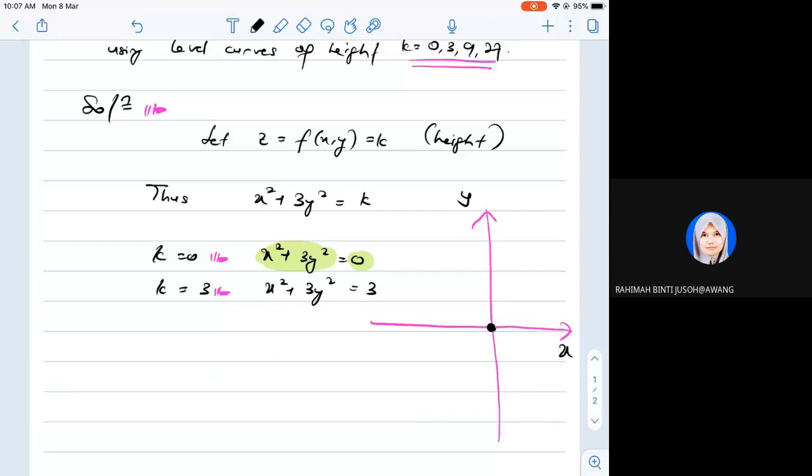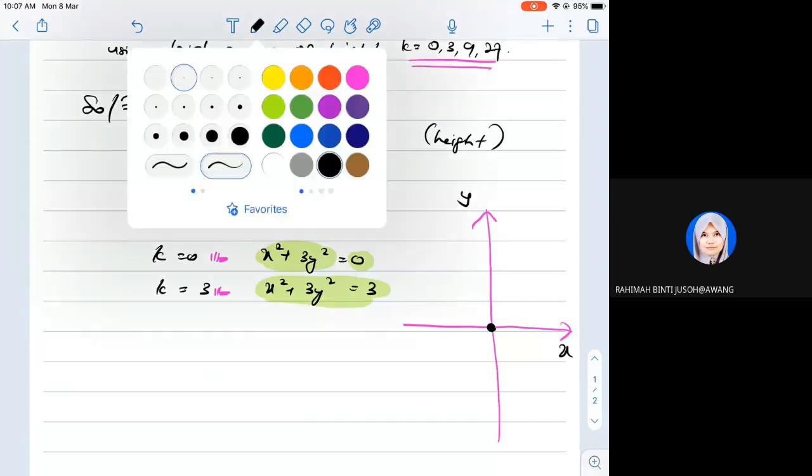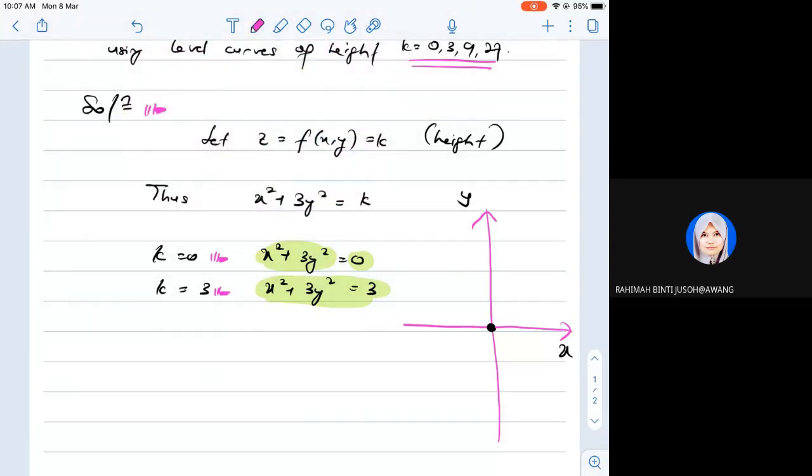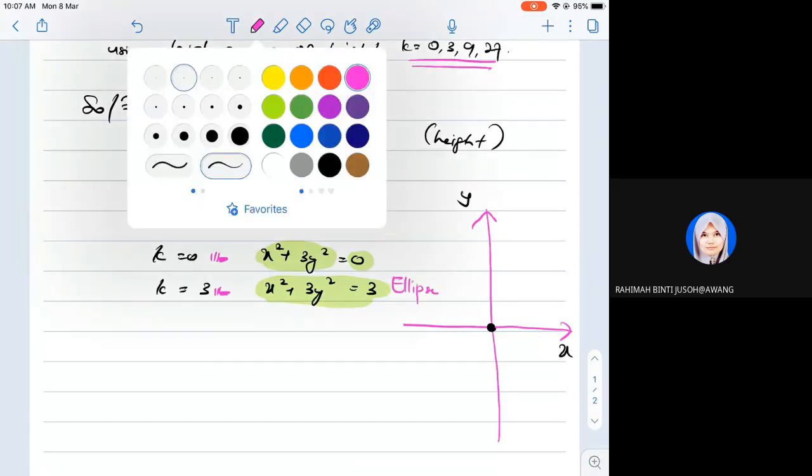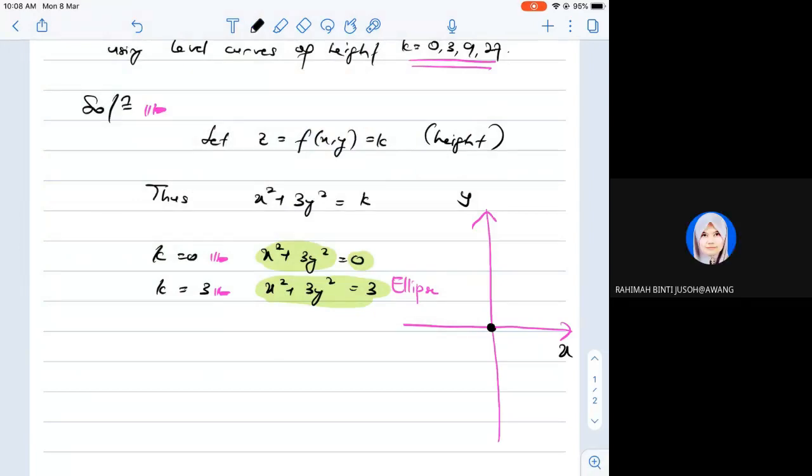And then we have x squared plus 3y squared equals 3. This equation is what shape, actually? The second one. Ellipse, right? Okay, very good. This is an ellipse. What's the major axis? If we divide, the major axis should be on X or Y?